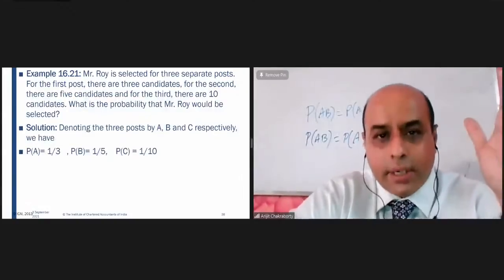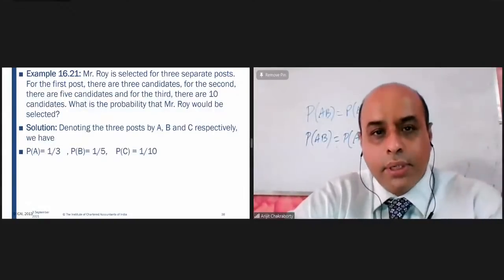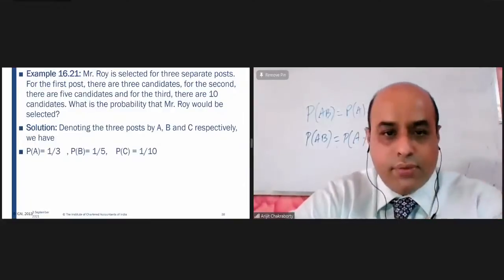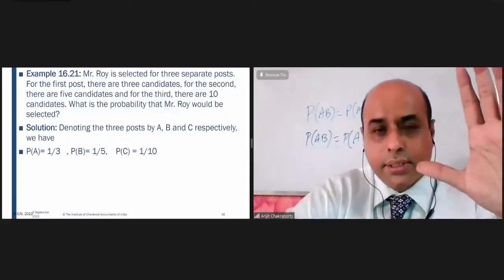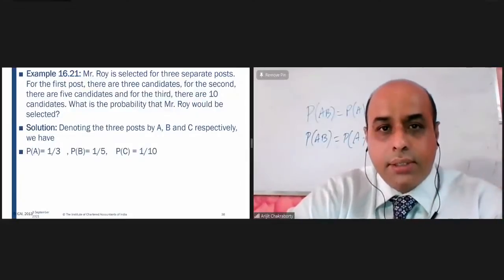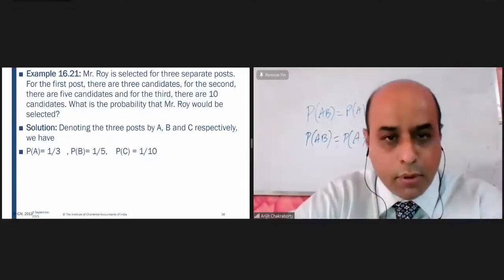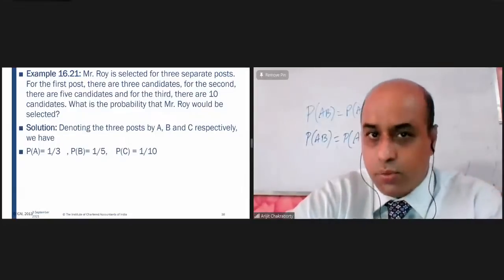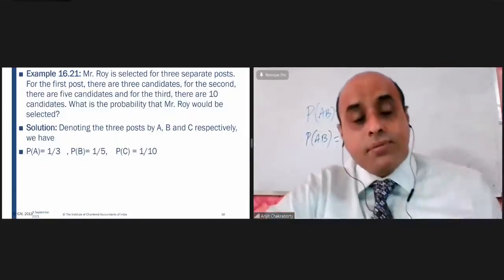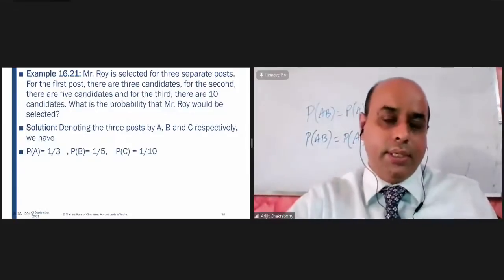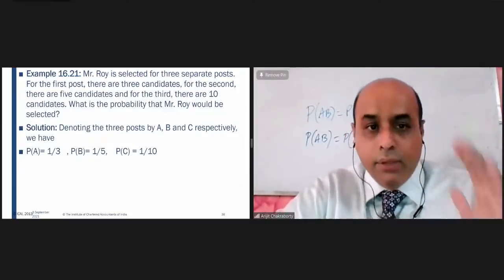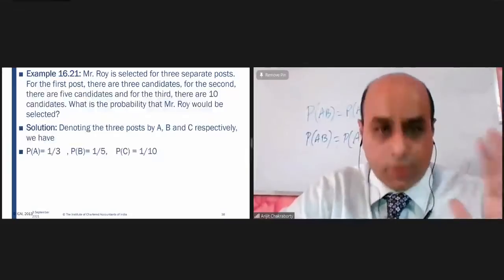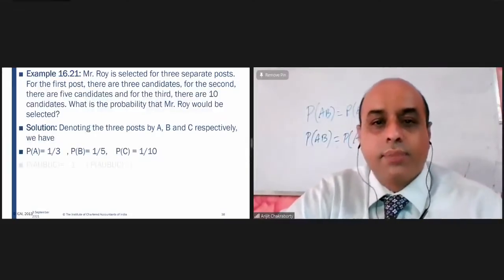Now there are 3 candidates for the first post, so the probability of getting selected is 1 by 3. For the second post, there are 5 candidates, so the probability of getting selected is 1 by 5. There are 5 possible ways, and you have to be one of them. So 1 by 5. And for the third, there are 10 candidates. That means the number of possible events is 10, and you need to be 1 out of 10. Now, therefore, what is the probability that Mr. Roy is selected?